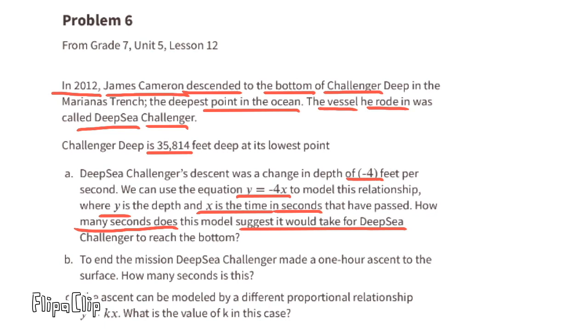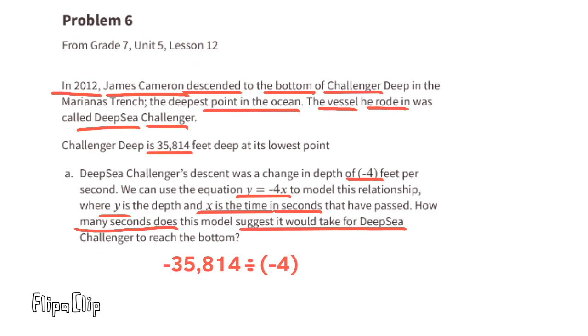Let's use the information they gave us. Negative 35,814 divided by negative 4. Negative 4 represents descending feet per second, and negative 35,814 represents the total number of feet they need to descend. The model suggests that 8,953.5 seconds will pass while Deep Sea Challenger reaches the bottom.